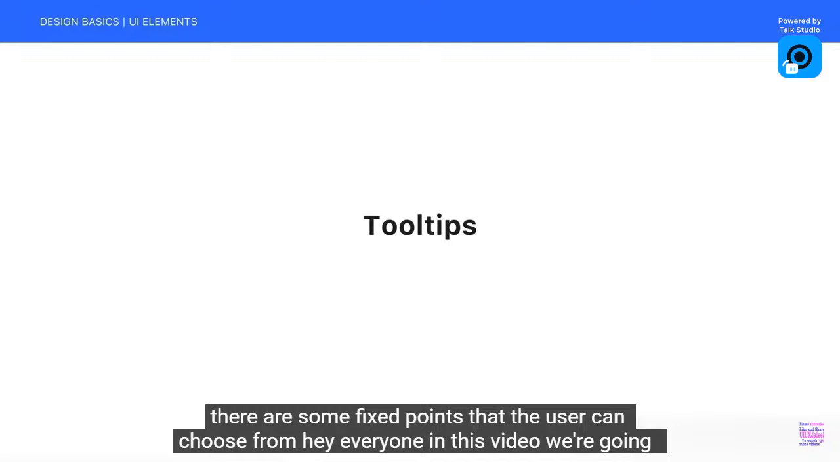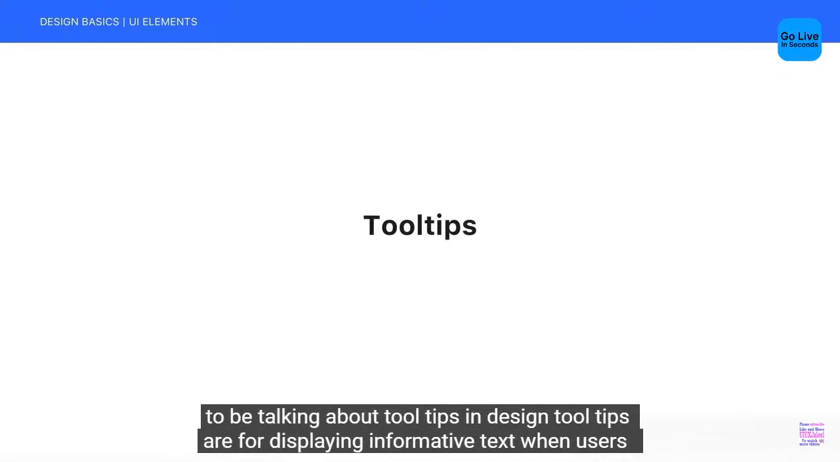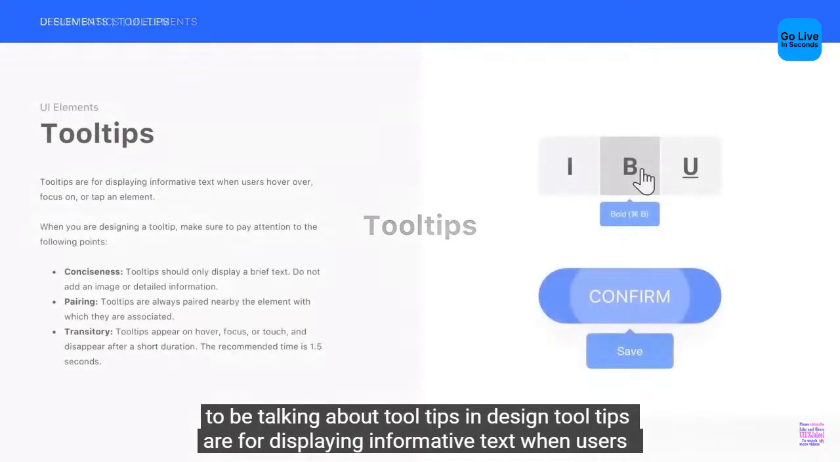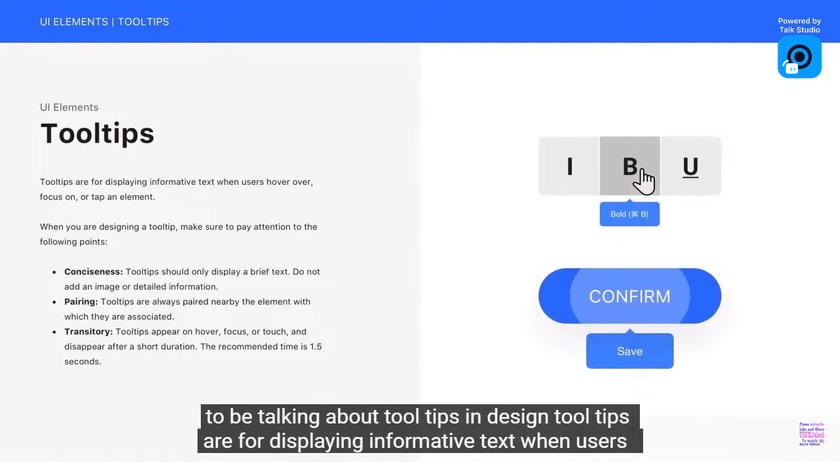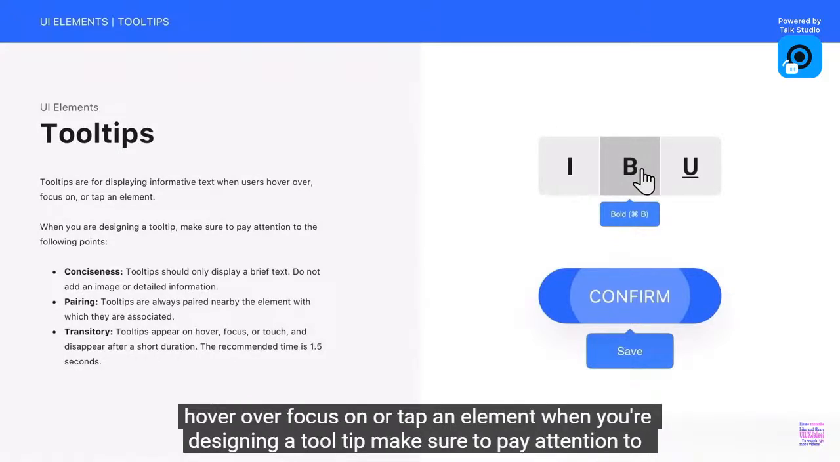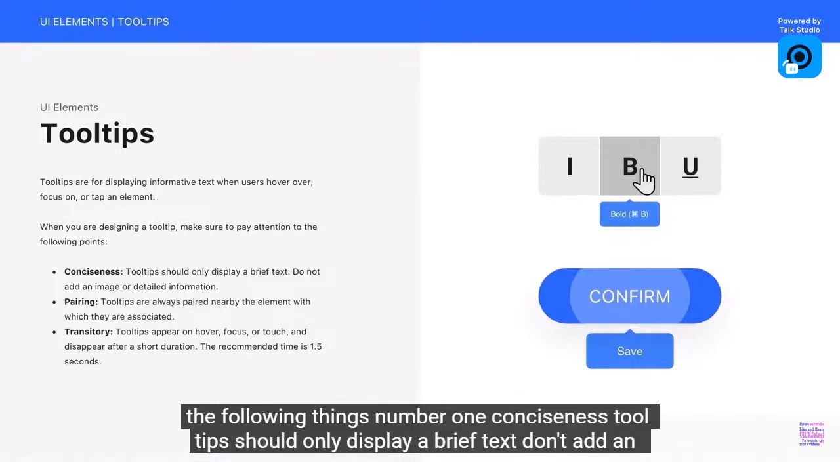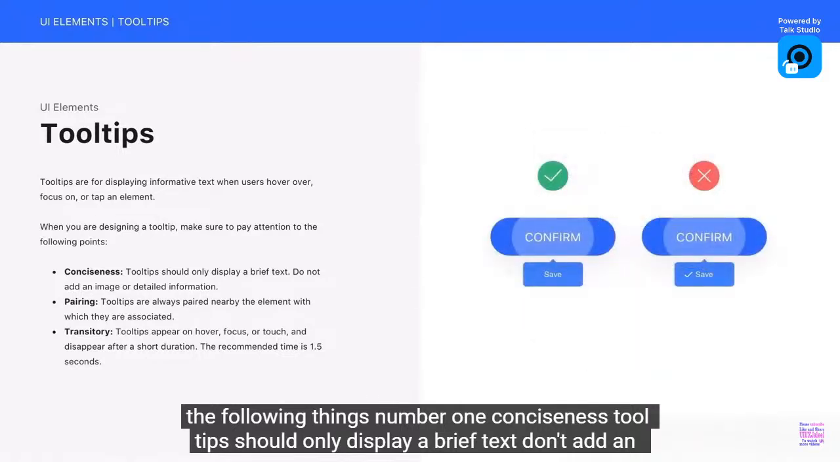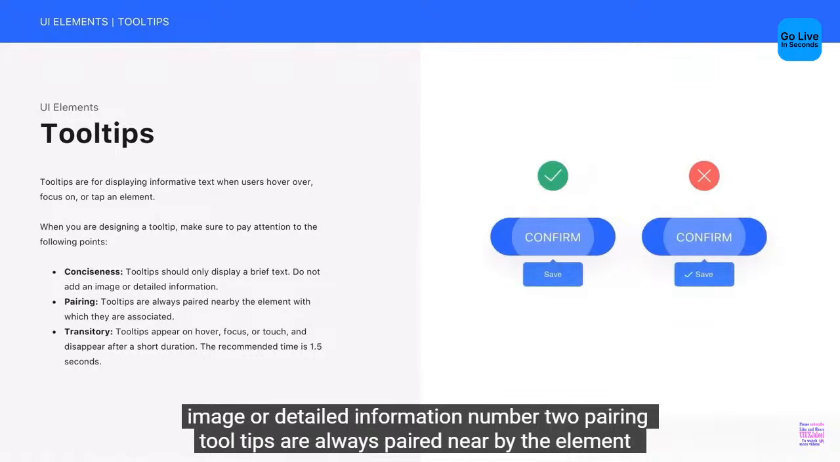Hey everyone, in this video we're going to be talking about tooltips in design. Tooltips are for displaying informative text when users hover over, focus on, or tap an element. When you're designing a tooltip, make sure to pay attention to the following things. Number 1, conciseness. Tooltips should only display a brief text. Don't add an image or detailed information.